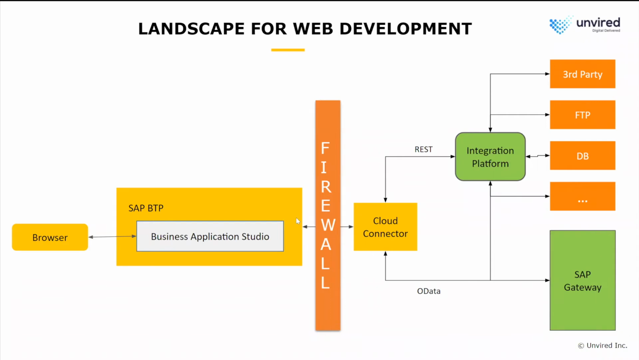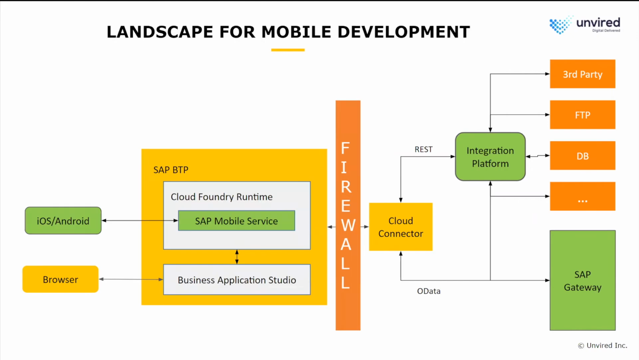And these applications could easily communicate to all those systems within your landscape, right? So this is a very simple landscape that you would have when it comes to developing online Fiori applications. But the landscape gets a little more complicated when you look at the Fiori applications for mobile. So in the mobile development, what you need is on the business technology platform, a few more components that you would need to make the offline scenarios possible.